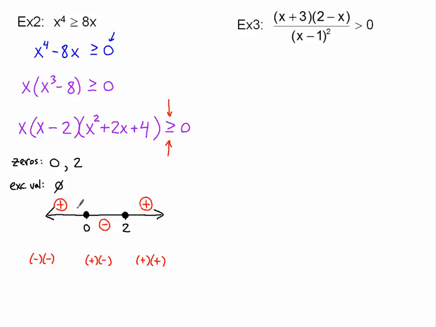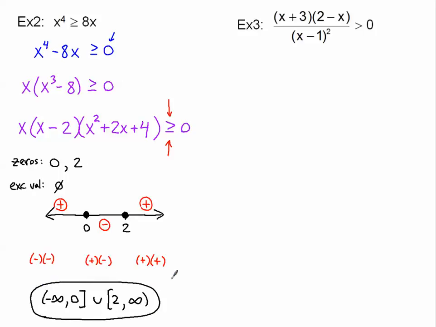So I will be describing this interval as negative infinity to 0. This time I get to include the 0. That's why this closed dot is so helpful to me. And since there's another interval, I'm going to union that with the other interval, which is 2. Again, I get to include the 2, so I use my bracket all the way to infinity there. And that is my final answer for all the values that would solve the original inequality.